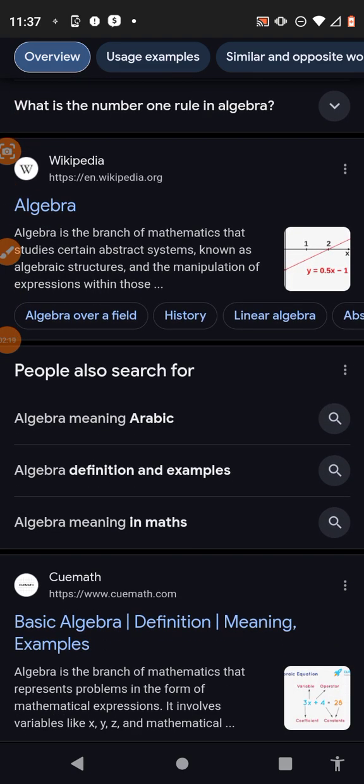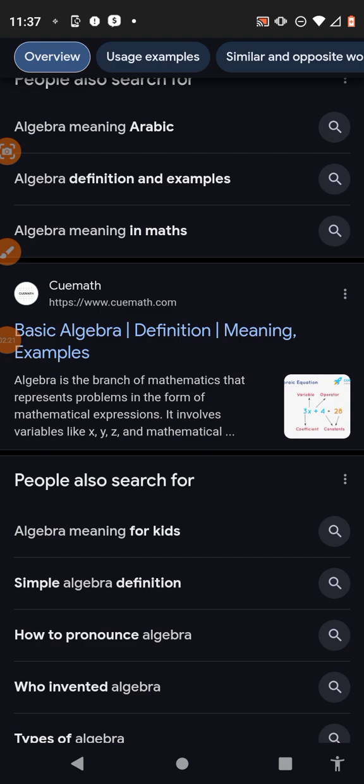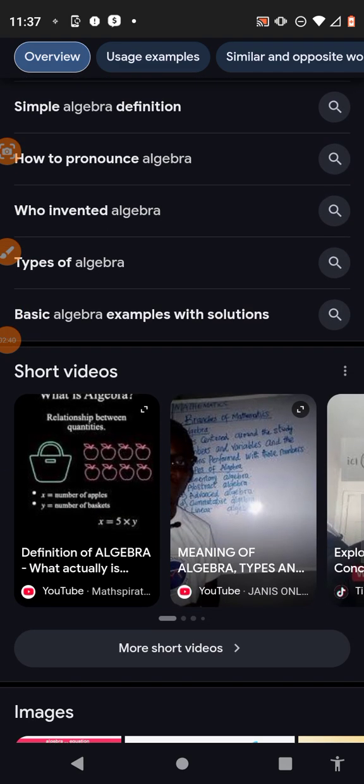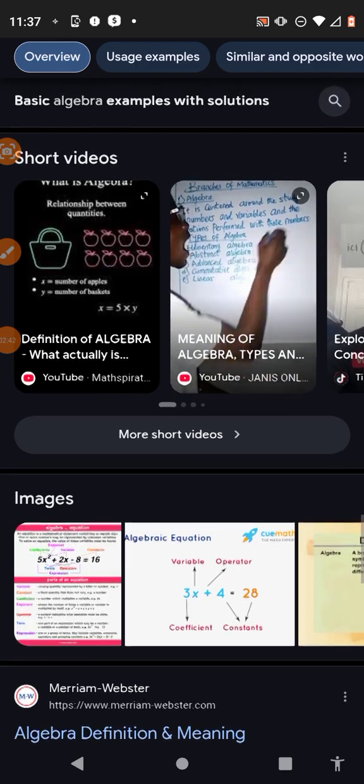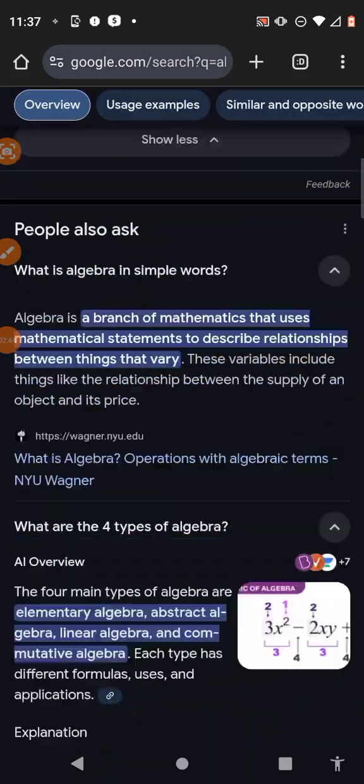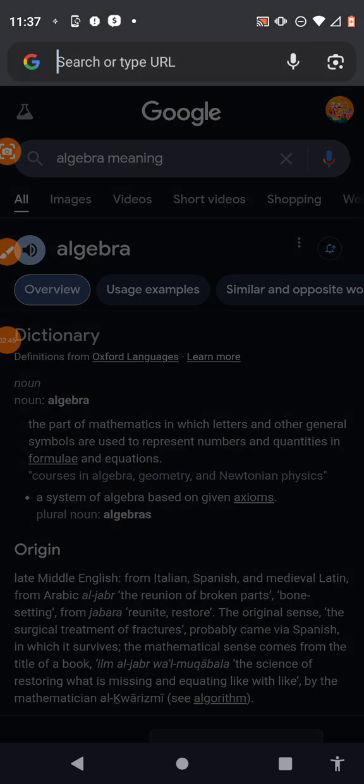So, algebra is the branch of mathematics that represents problems in the form of mathematical expressions. It involves variables like x, y, z. So we're going to be talking about a lot of x, y, z on this channel, in this space particularly. So that's how that's going to be played into what we're going to be talking about.